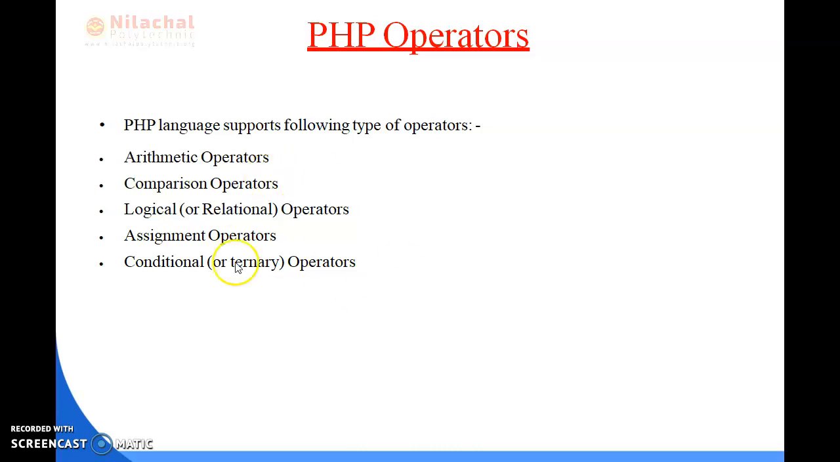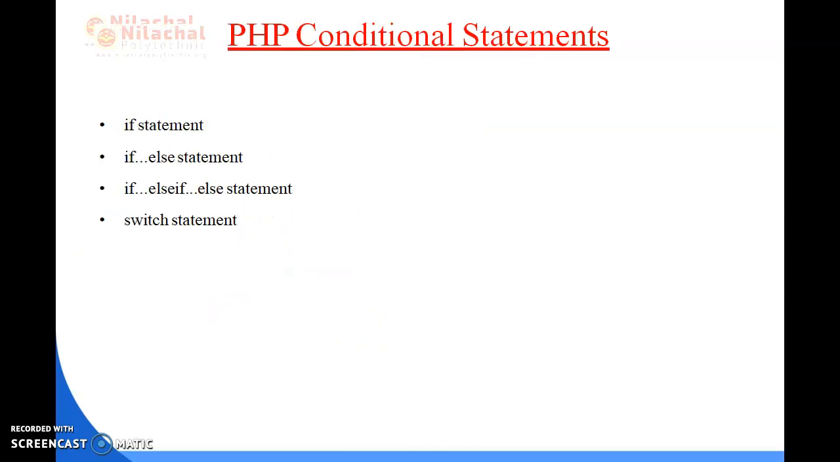Next are assignment operators. What do we mean by assignment? It is assigning, using equal to. Next are the conditional or ternary operators, which are used for the ternary, conditional expression. Okay. So these are all about the operators we use in PHP.